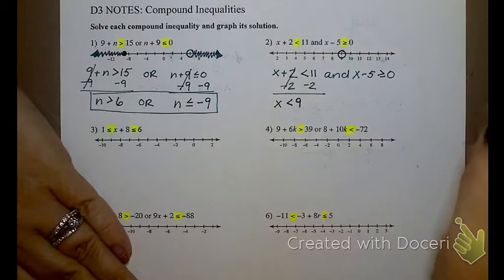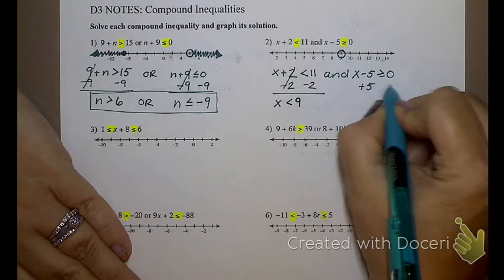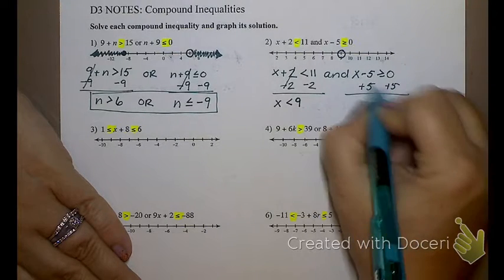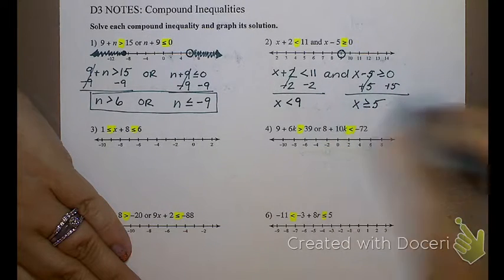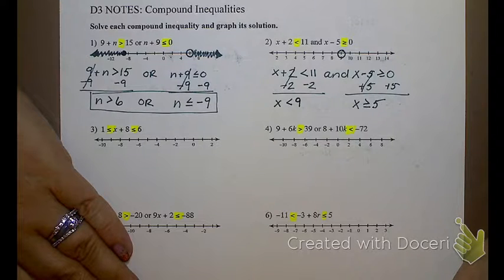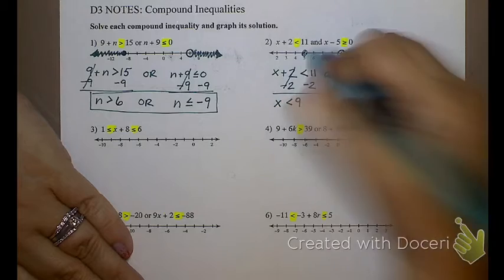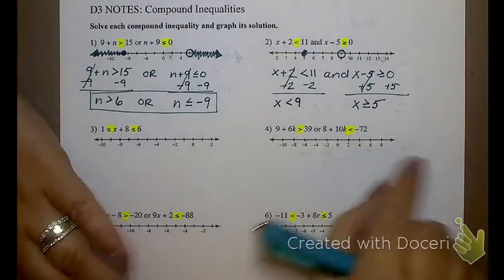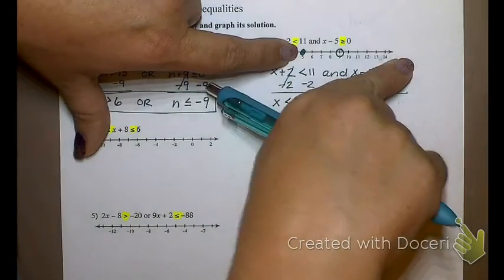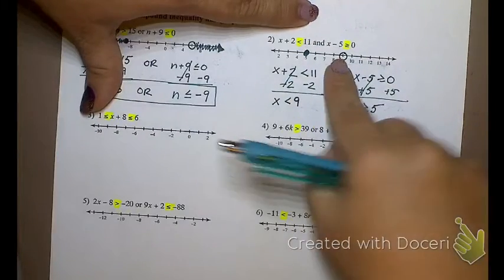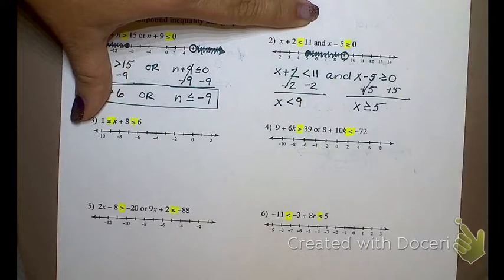Okay. What am I going to do over here? Add 5. That's going to leave me with x is greater than or equal to 5. Am I going to put an open or a closed circle on 5? Now, I should be able to visualize the overlap. Greater than or equal to 5 means coming from this dot and shading to the right. Less than 9 means coming here and shading to the left. That overlapping part is in the middle.